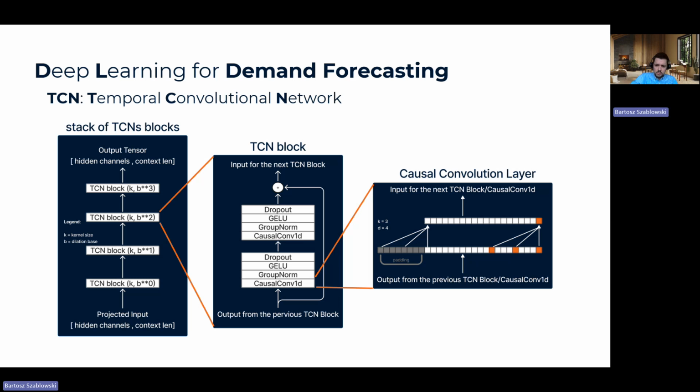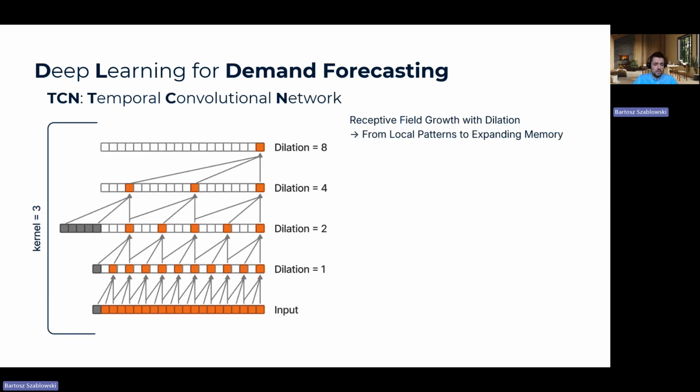At the lowest level, we have this causal convolution. It works like a standard one-dimensional convolution over time, but with one restriction. At the given step, it can only look at the present and the past, never at the future. The individual TCN blocks differ in the dilations, as I said, the parameter.